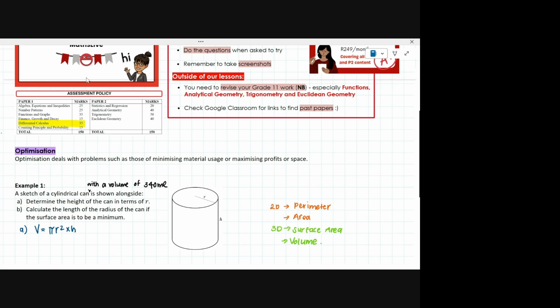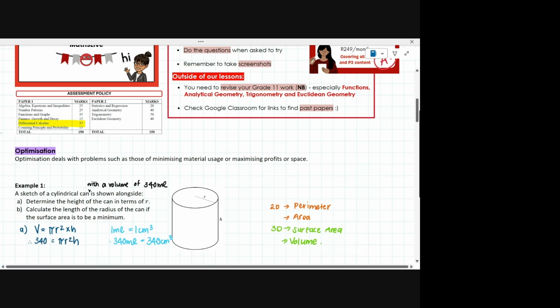I'm looking for lengths, I'm looking for dimensions, which means I need centimeters or millimeters or meters. A conversion from milliliters to centimeters cubed is incredibly easy because it's a one-to-one conversion. 1 milliliter is 1 centimeter cubed. And so 340 milliliters is 340 centimeters cubed. Very easy conversion to remember. Now in my formula, I can substitute in a value for my volume: 340 is equal to pi r squared times height.